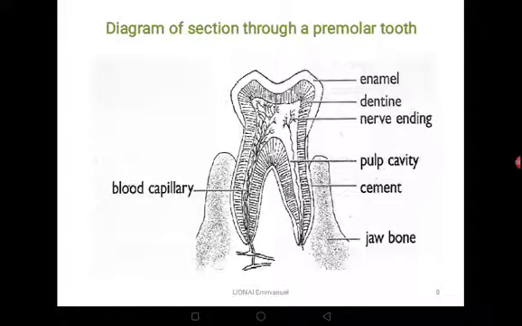The pulp cavity is that living part of the tooth. Then we have the cement, which usually is used for holding the tooth firm onto the jawbone. And then we have the blood capillaries there, which we know are used for supplying and draining the tooth.